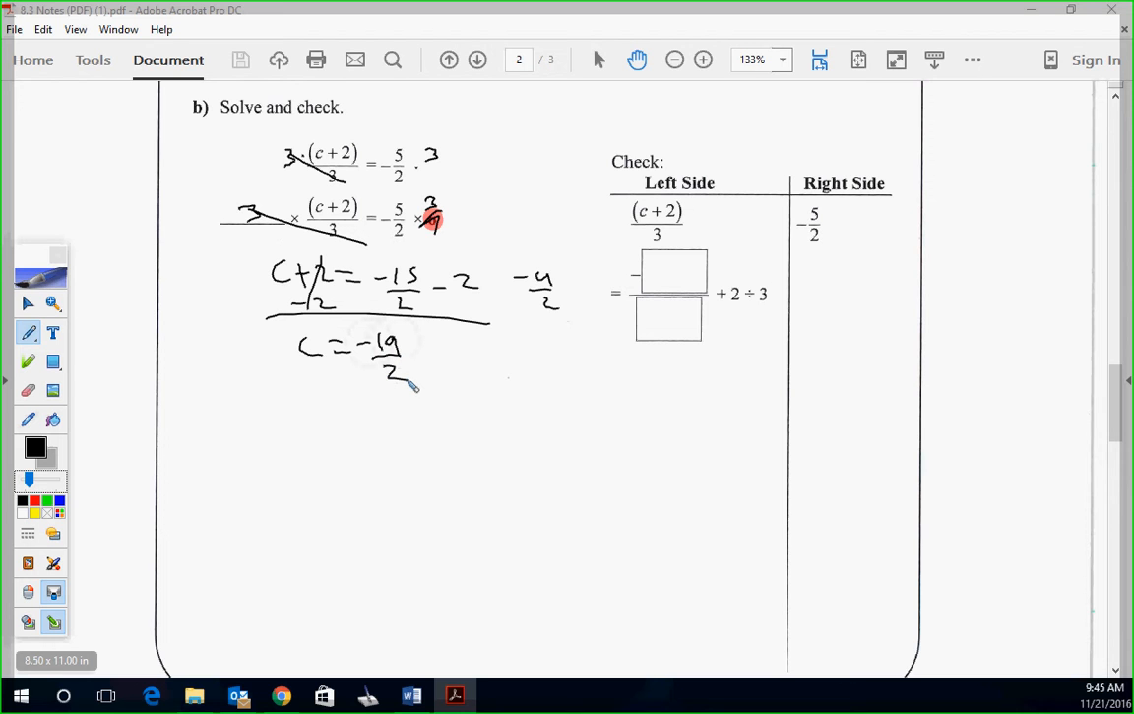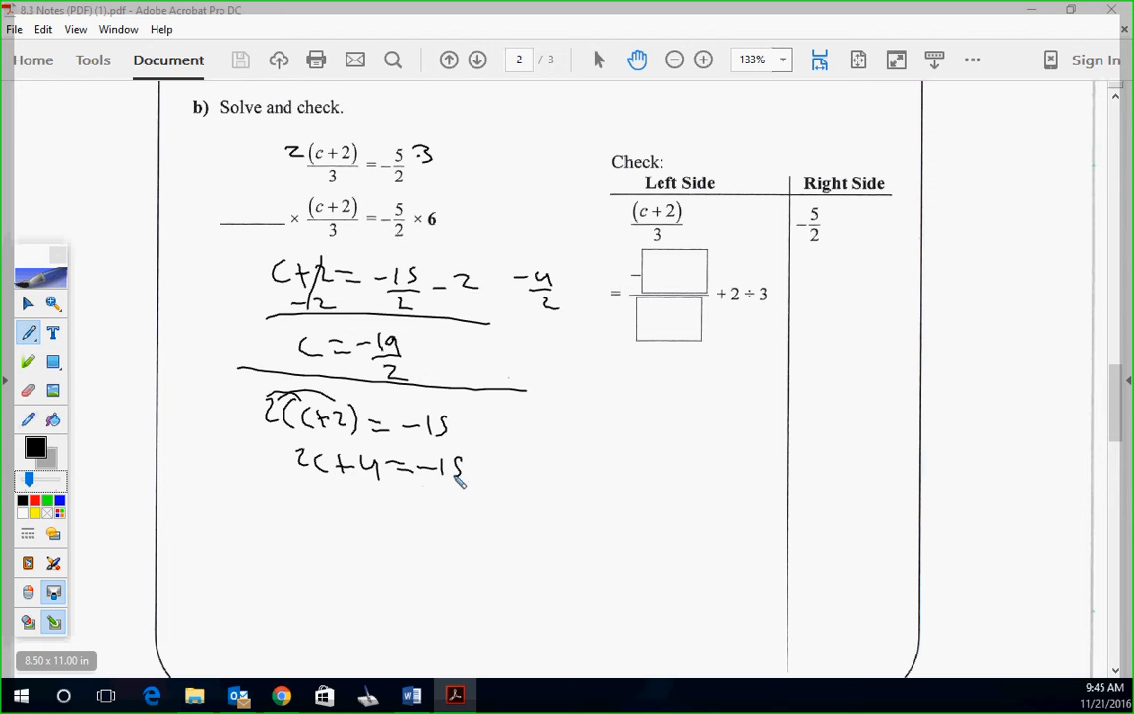Okay, so I'll do it the other way that Luke's talking about, cross multiplying. If we cross multiply, you'll have a 2 here and a 3 here. So I'll have 2 times c plus 2 equals negative 15. Then we distribute: 2c plus 4 equals negative 15 minus 4. 2c equals negative 19. Divide 2, divide 2. You can see we get the same answer. So both ways are good.